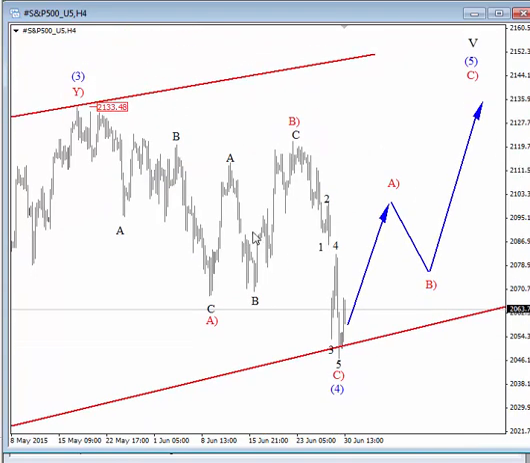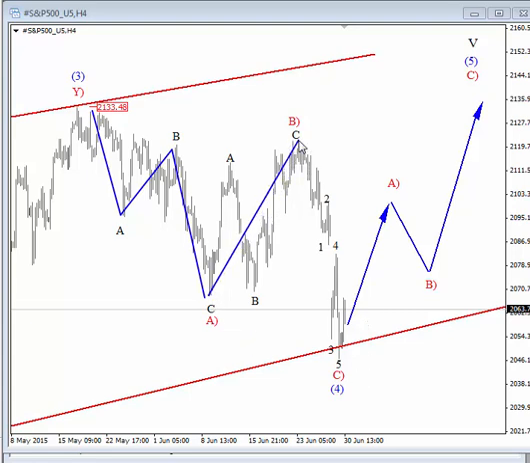The reason is definitely this structure. Notice that the first leg from the highs has clearly unfolded in 3 waves. So always when you see a 3 wave structure, either that's a whole completed correction or it's part of a complex correction.